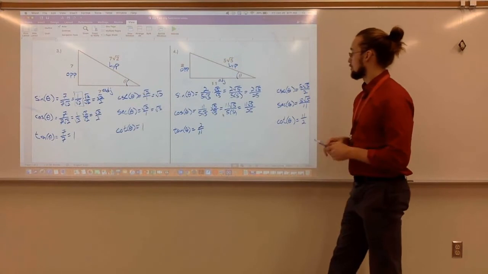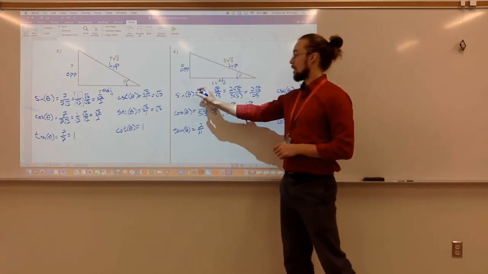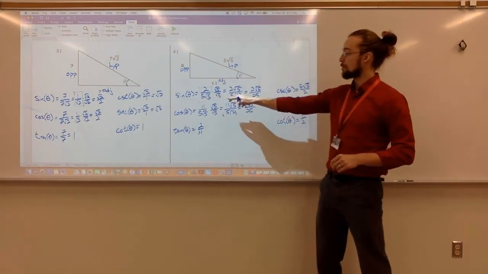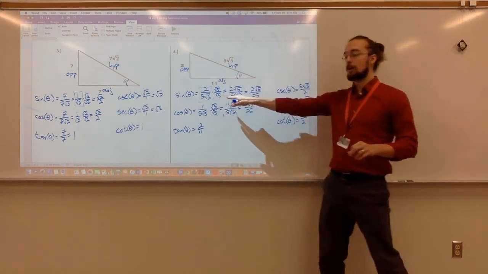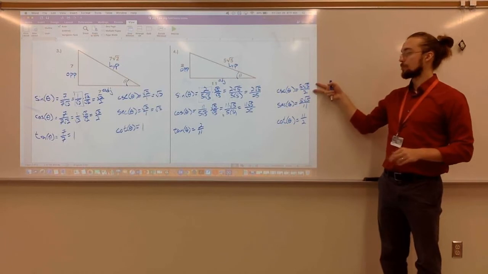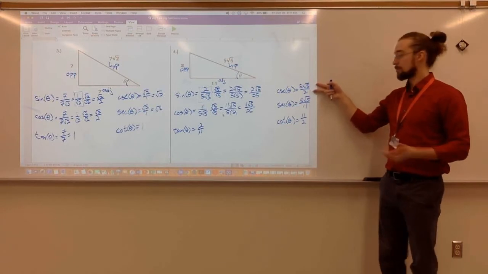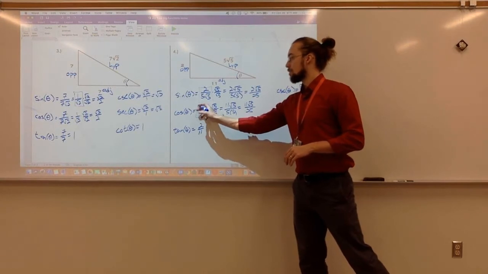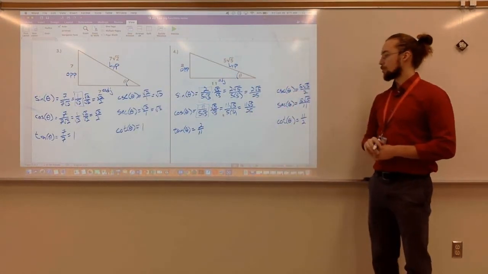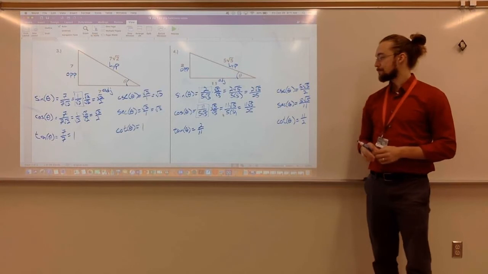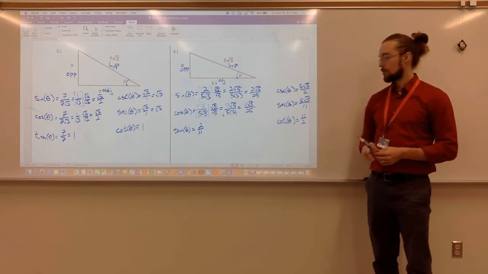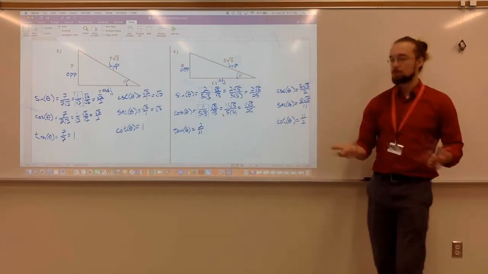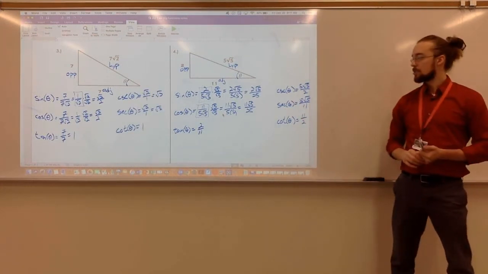Over here, I actually took my first version of sine. The reciprocal of 2 over 5 square root of 5 is just 5 square root of 5 over 2. And we can't simplify that any further. Same thing here. I took the reciprocal of this version. We got 5 square root of 5 over 11. Then we can't simplify 2 11ths. Its reciprocal is just 11 halves.